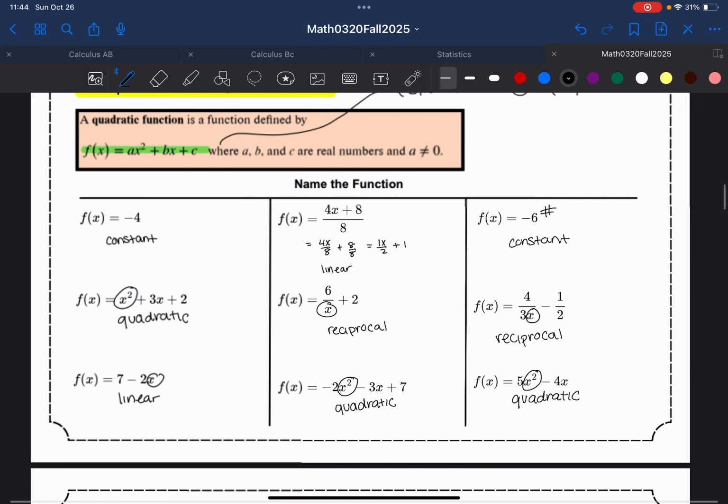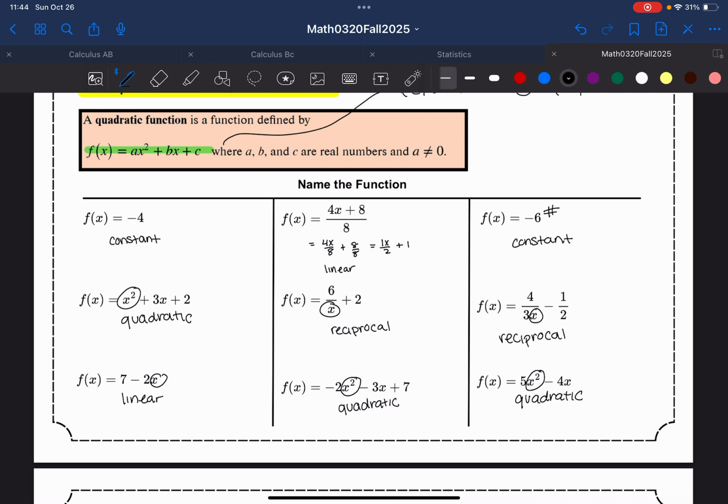So again, you have to be able to identify based off what the graphs look like and based off what the parent function of the equations look like. Okay, and it makes it very easy to go through these quickly if you know what you're looking for.